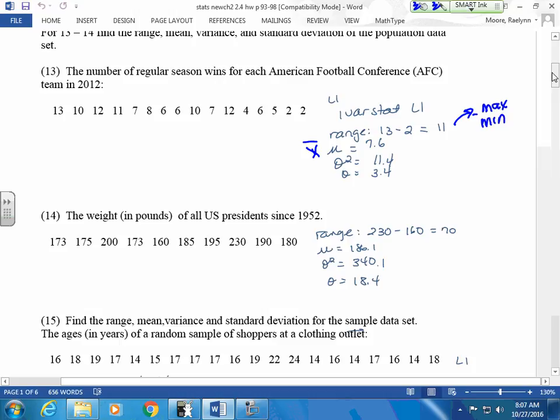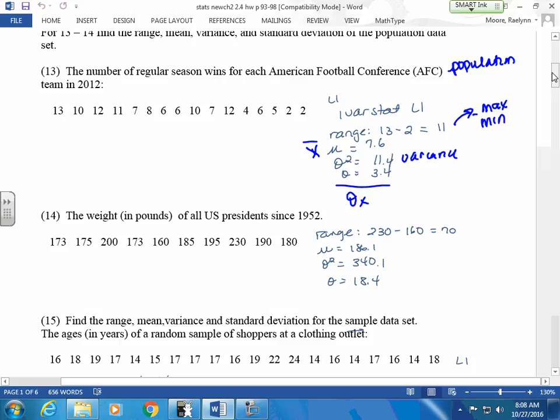Since this is a population for each American conference team, that means I'm using all of them. This means this is a population. This is important that you know this. So I have to use the sigma X. This is the sigma X, σ for population.